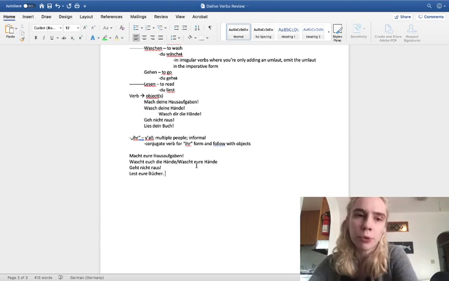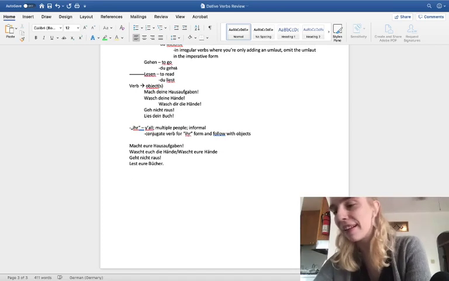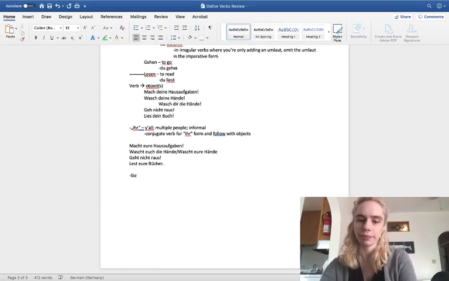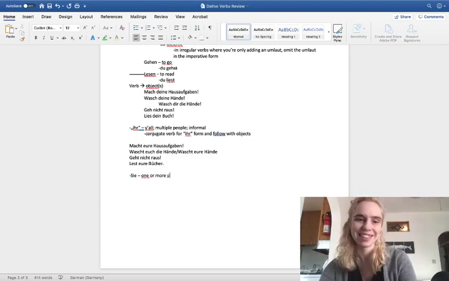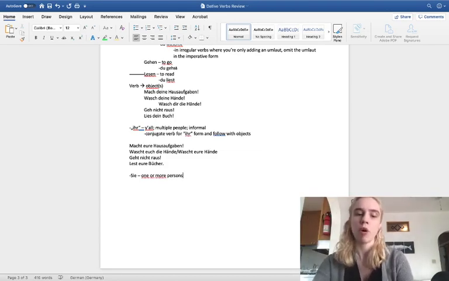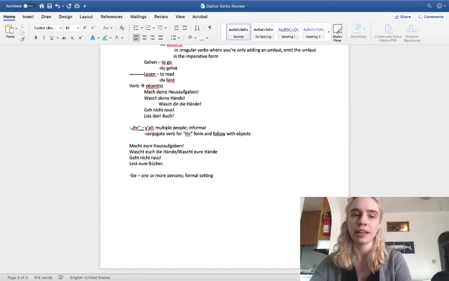So lest eure Bücher. Then finally, we have the Sie form, which we talked about in class before the pandemic, and this is the easiest one of all. So for the Sie form, you're addressing either one person or multiple people. So we'll say one or more persons. And that fits our nice formal register. So one or more persons, formal setting. So this might be your boss telling you to do something.